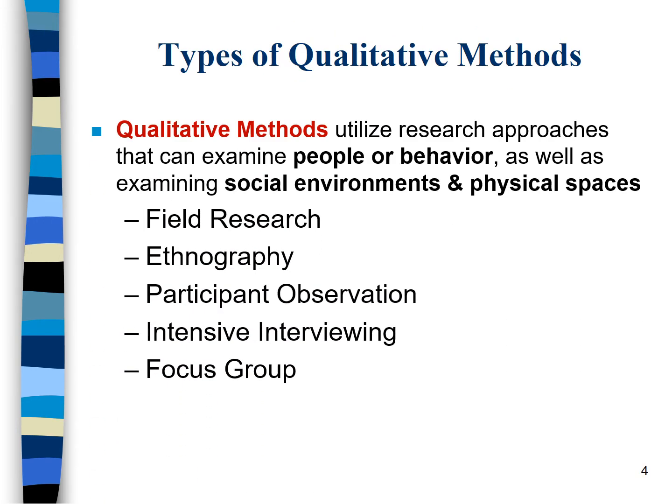So let's look at a few types of qualitative methods. At the core of qualitative methods is the focus on utilizing research approaches that can examine people or behavior. That's kind of what we're going to start with. We're going to try to understand how do people behave, what's going on, what are the meanings of their behavior, meaning of their words, things of that nature.